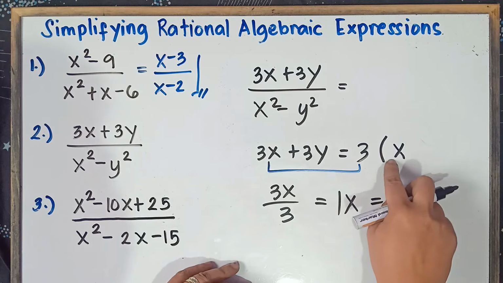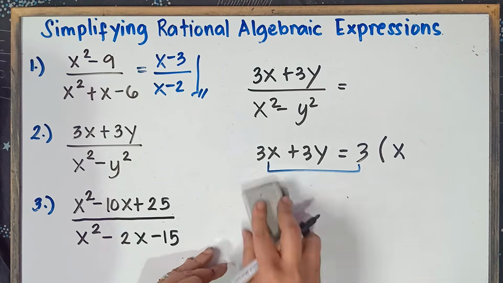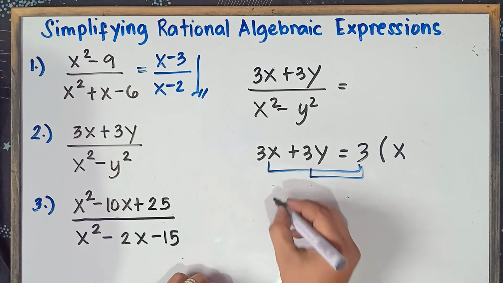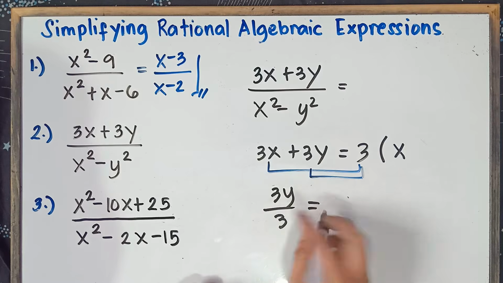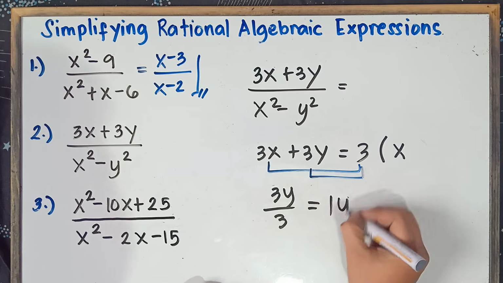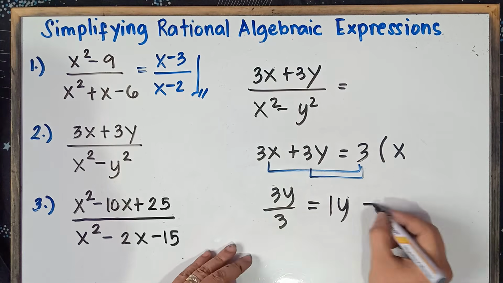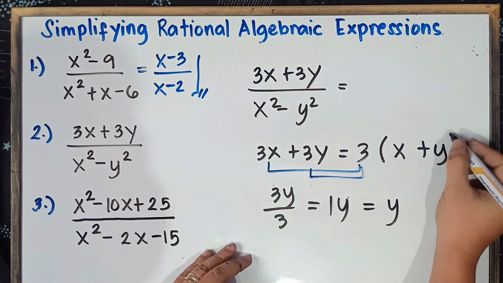So, understood that there's 1 here. And then, divide this one. 3y divided by 3. 3 divided by 3 is 1. Simply copy y. So there would be 1y, which is equal to y. So, there would be positive y.